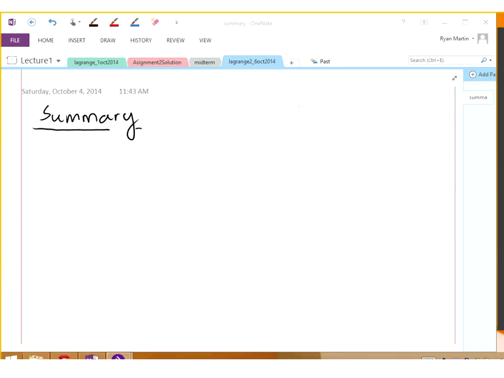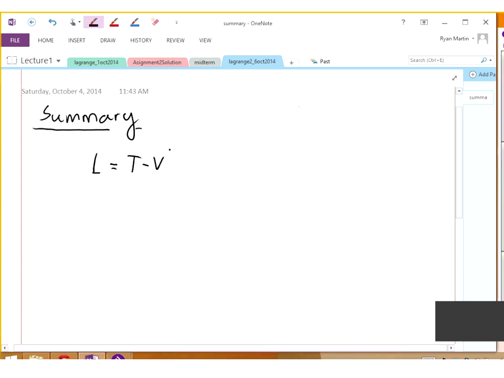Okay. So let's start with a summary of last time. Last time we introduced what we called the Lagrangian, and it's given by T minus V. That's probably one of the most important definitions to remember from this class. This L here is called the Lagrangian.